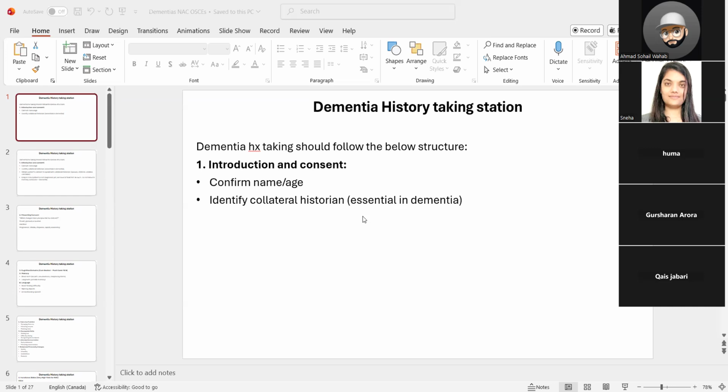Ask them whether they're comfortable if we talk to their family member about their health or their memory. If yes, we can then go and talk to the family member, or we can include the family member in the conversation and talk about it.